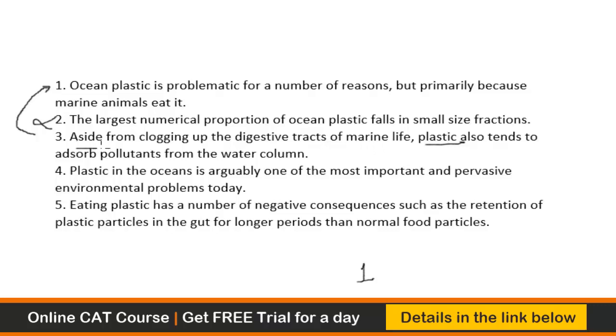So this speaks about the clogging part, and if you carefully read statement 5, it says eating plastic has a number of negative consequences, such as the retention of plastic in the gut for longer periods than normal food particles. So eating plastic has a number of negative consequences. And then it says plastic in the oceans is arguably one of the most important and pervasive environmental problems today, right?